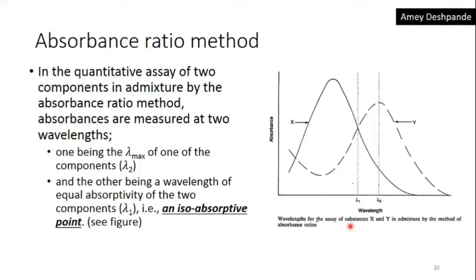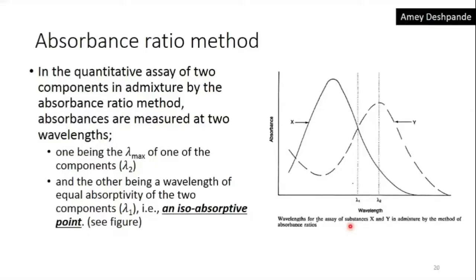Okay, suppose that is component X. And there is another graph, another spectra, that is component Y. So A2 upon A1 for X is constant. And A2 upon A1 for Y is also constant. Now we are taking one special case when we have both X and Y together in the solution.